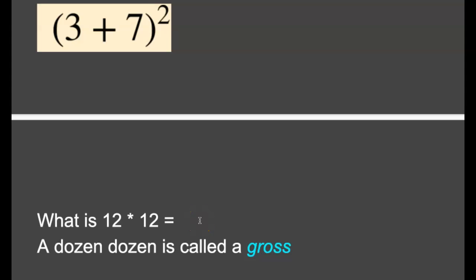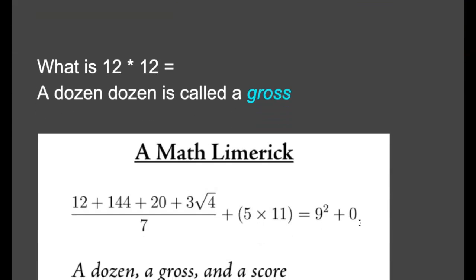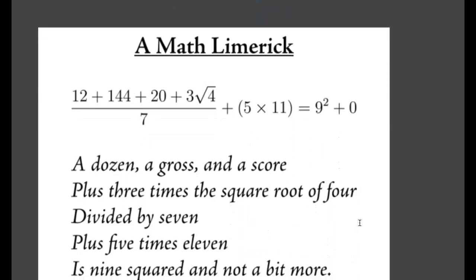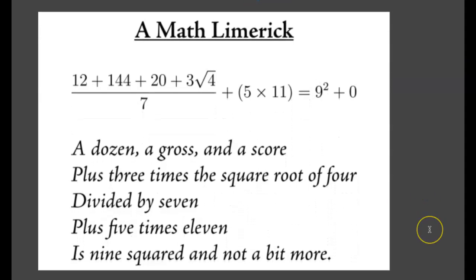What is 12 times 12? So a dozen, or 12 times 12, is called a gross. And that's a weird name, but that's okay. We're going to have a little fun with the next set of problems. So this is a math limerick, all right? It might freak you out, but we're going to take it a step at a time.